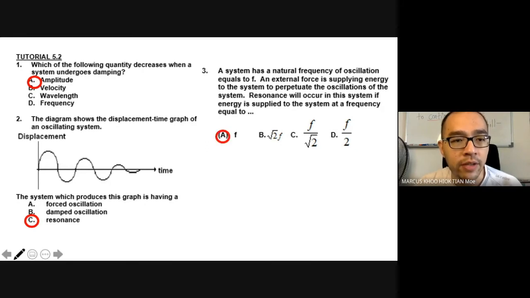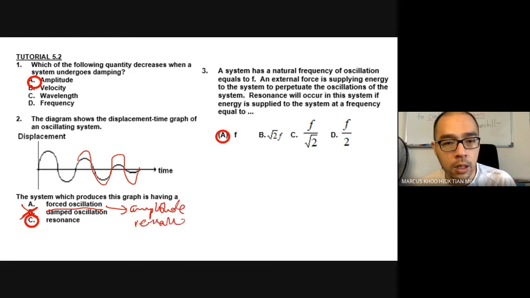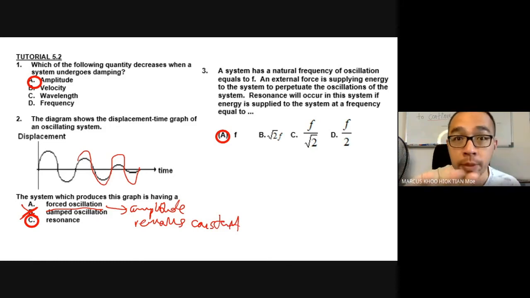Oh no, I've given the answer to number 3. Okay, number 3 is A. Sorry, number 2 is B. Okay, damped oscillation. If it is a forced oscillation, people, the amplitude will remain the same. So mark it over here. If it is a forced oscillation, the amplitude remains constant. You'll always have the same amplitude because somebody is always pushing the string.